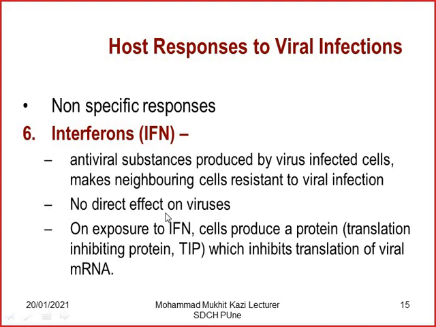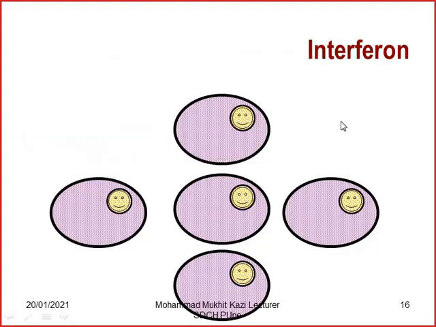They have no direct effects on viruses. They do not directly kill virus infections, but they are responsible for other cells killing these viruses through signaling. That is, interferon can act as a signal. On exposure to interferon, cells produce a protein, a translation inhibiting protein, TIP, which inhibits the translation of viral mRNA, messenger RNA.